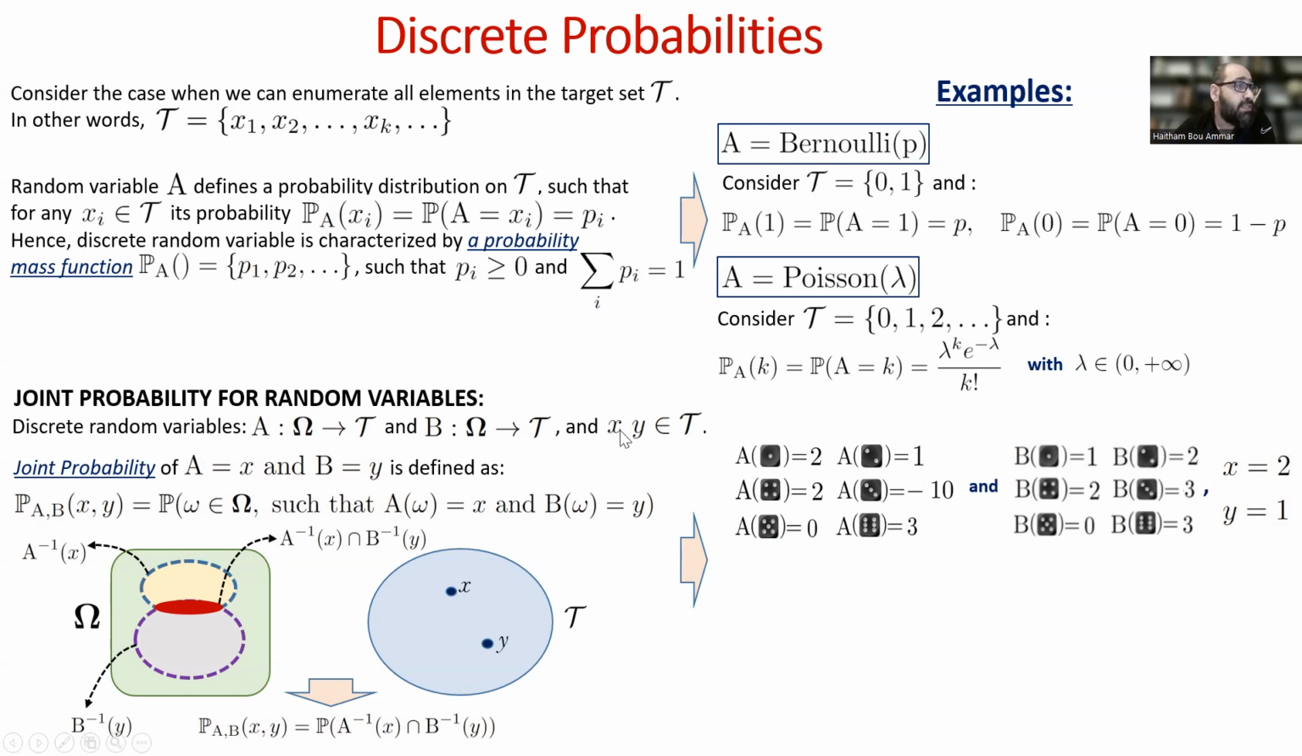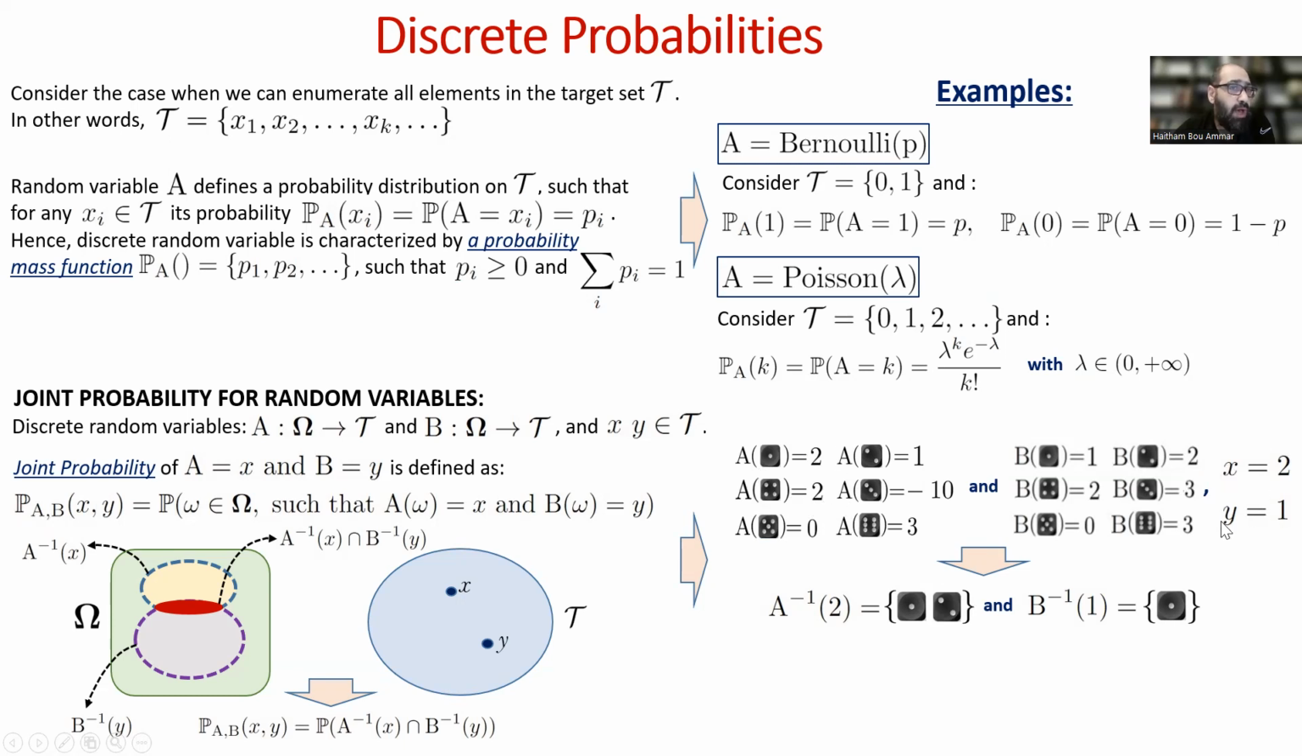Now let's say we are interested in this x and y in T. So let's say we're interested in 2 and 1. Notice A inverse of 2: what are the things here in omega that will give you 2? Well, you will have the face of 1, or actually the face of 4, I suppose here. This is a typo, sorry. But those are the ones that give you the value 2, because 1 and 4 both give you the value 2.